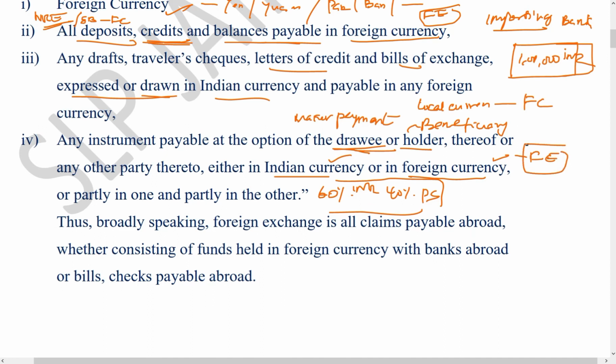Since the payee or holder has the option to get the money either in Indian currency or in foreign currency, it is also included in foreign exchange. Thus, broadly speaking, foreign exchange is all the claims payable abroad, whether consisting of funds held in foreign currency with banks abroad or bills and checks payable abroad. So finally, foreign exchange means all claims payable abroad. If you have to pay abroad, you have to convert your local currency to foreign currency.